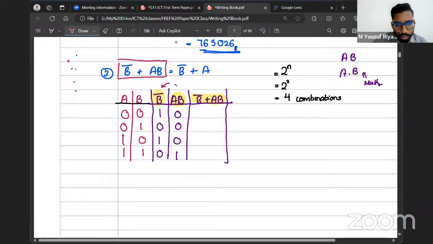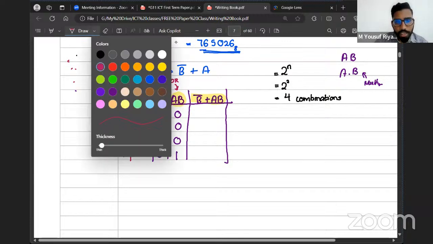We're going to compare these two using which gate? Exactly. We are going to use the OR gate. How I know it's OR gate is because you can see there's a plus symbol used here. Normally plus is used to represent OR gate, right? So I'm going to compare using OR gate and let's find the value.